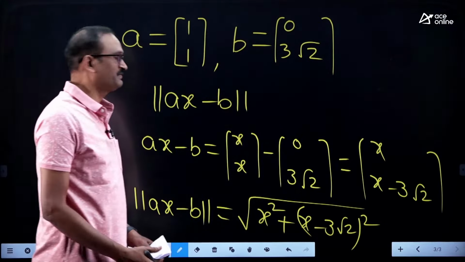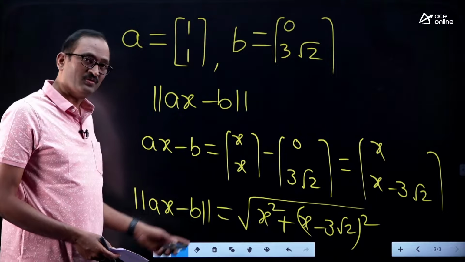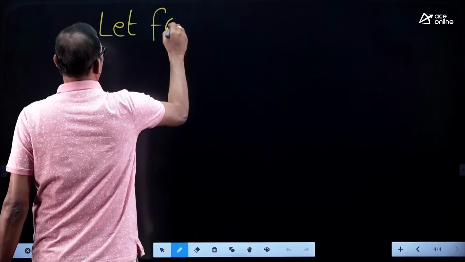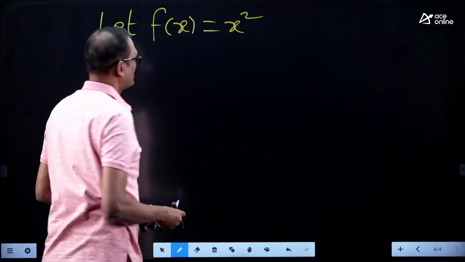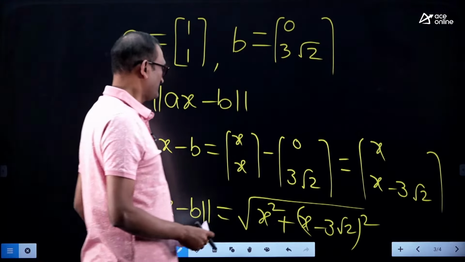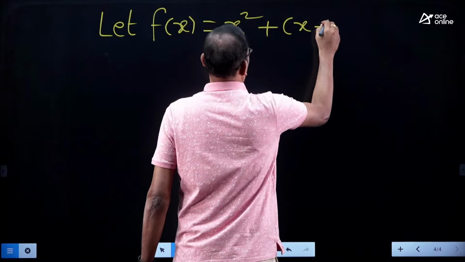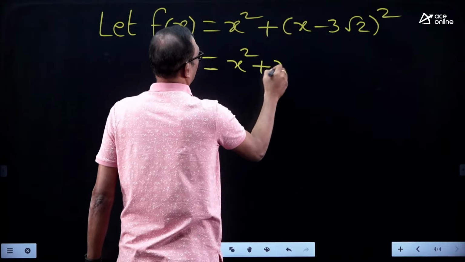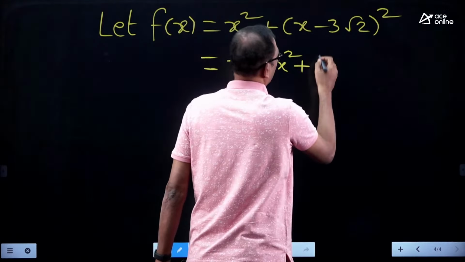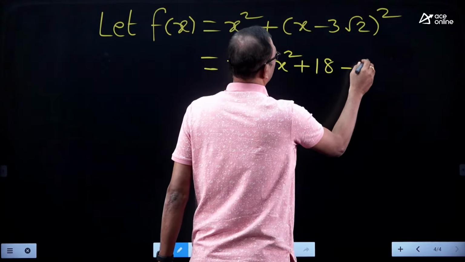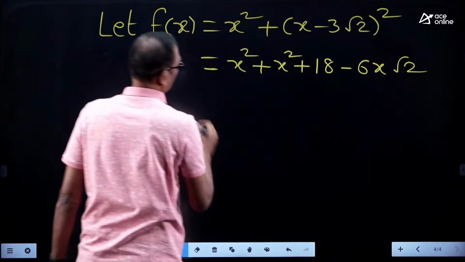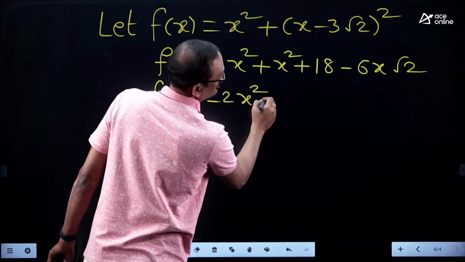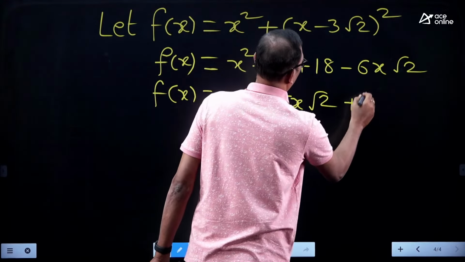So this is the function we were asked to find the minimum value of: the norm Ax minus b. That internal modulus function, that under root function, let it be f of x, that is x square plus (x minus 3 root 2) whole square, that is equal to x square plus x square plus b square, which means 9 into 2 is 18, minus 6x root 2. This is the f of x value. So f of x equals 2x square minus 6x root 2 plus 18.